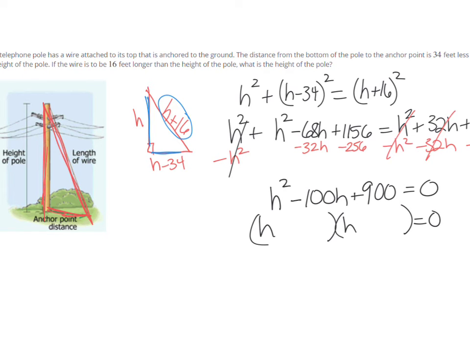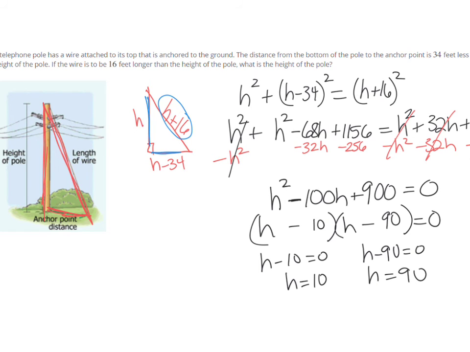Two numbers that multiply to 900 and add up to 100. I guess 90 and 10 jump out at me. 90 and 10. My signs, since it's a positive 900, they ought to be the same sign. But since I'm looking for a negative 100, they're going to both end up being minuses. All right, let's set those each equal to 0. So I get the height is either 10 or it's 90.